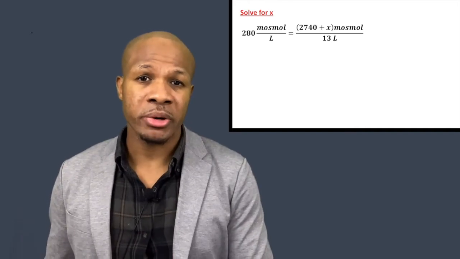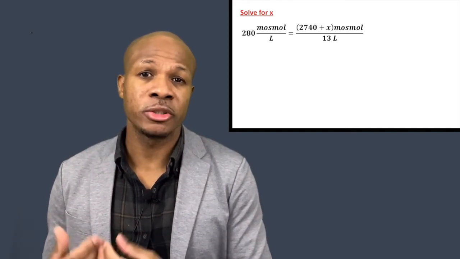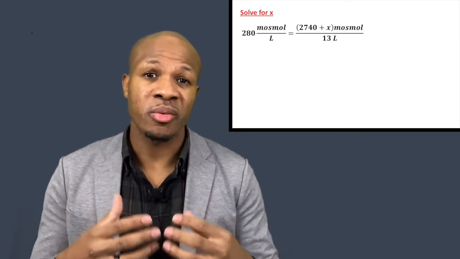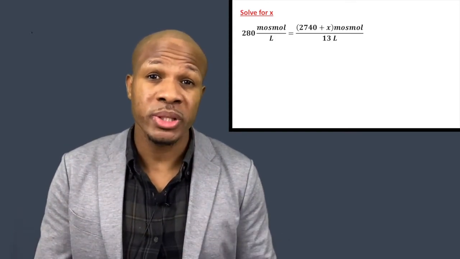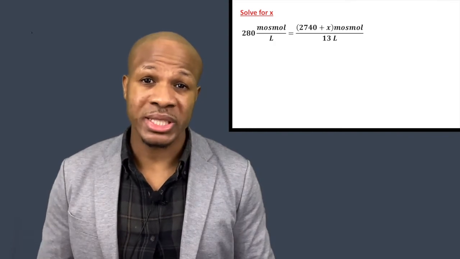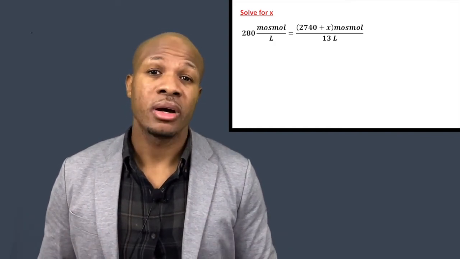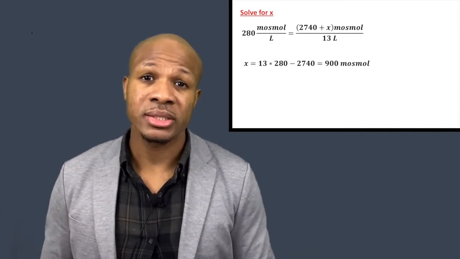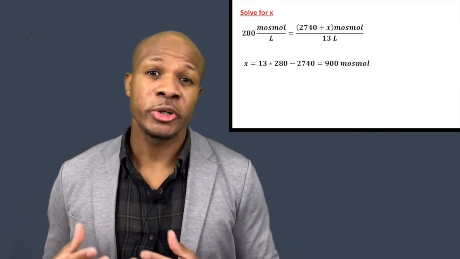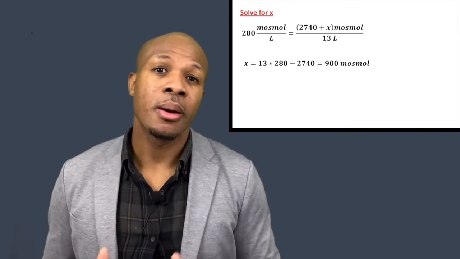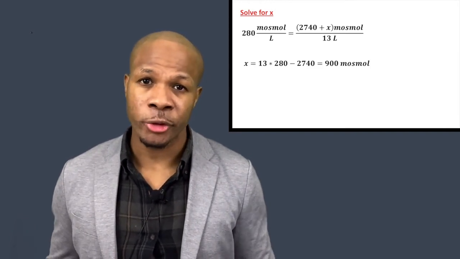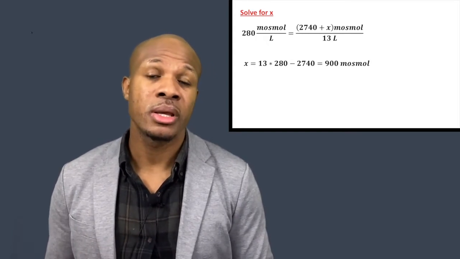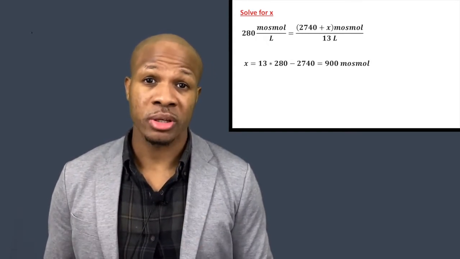Her body osmolarity will go back to normal, so it's going to go back to 280 milliosmoles per liter, and that's going to be equal to the amount of particles in the extracellular fluid, which is 2,740 plus X, divided by the volume of the extracellular fluid, which is 13 liters. And now we just need to solve for X. So X is going to be equal to 280 times 13 minus 2,740. So that gives us 900 milliosmoles. So she's going to have to consume 900 milliosmoles of sodium chloride.